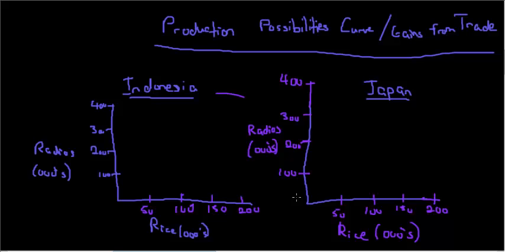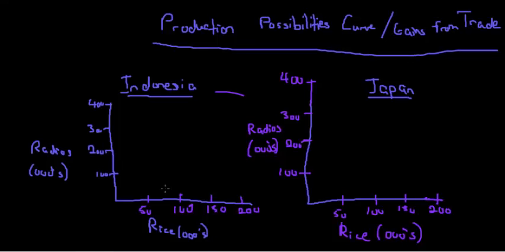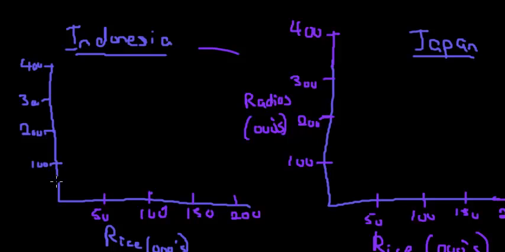So let's start off with production possibilities curves of two countries. So let's say we have Indonesia over here and Japan over here. And let's say that they're only producing radios and rice. And you'll notice that I have radios in the thousands and rice in the thousands on the respective Y and X axes. So anyway, let's say that Indonesia can produce at most, with all of its resources, 50,000 radios. So that would be right about here.